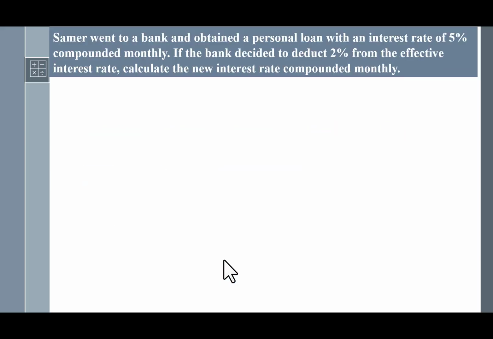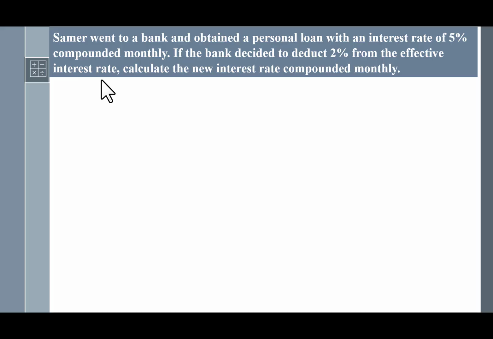Another example. Here we're looking at a personal loan taken at an interest rate of 5%, compounded monthly. If the bank decided to deduct 2% from the effective interest rate, sometimes with mortgages, for example, the Bank of Canada decreased the effective interest rate, the premium or whatever. Calculate the new interest rate compounded monthly. 2% from what? The effective.